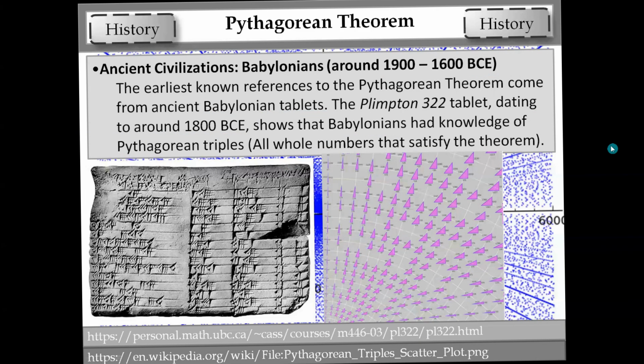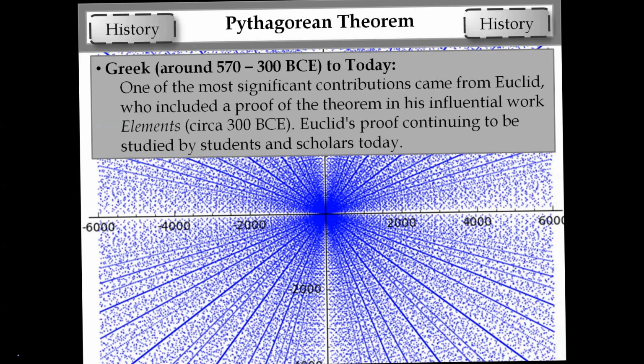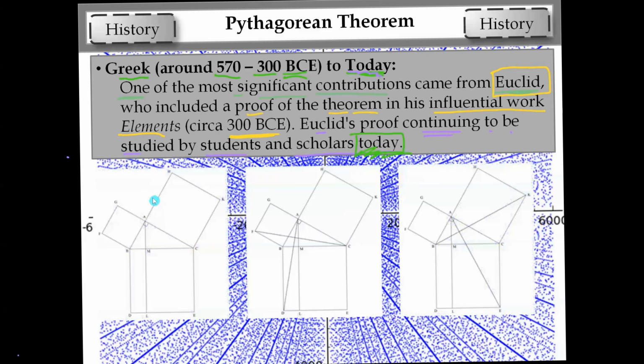More Pythagorean history, part 2. Time to talk about the Greeks, around 570 to 300 BCE to today. One of the most significant contributions came from Euclid, who included a proof of the theorem in his influential work, Elements, around 300 BCE. Euclid's proof continues to be studied by students and scholars today. So in the Elements, Euclid did a proof that looks something like this.